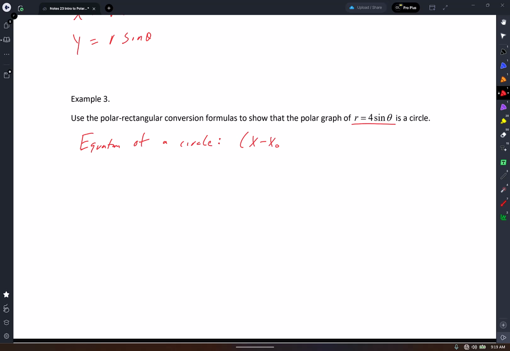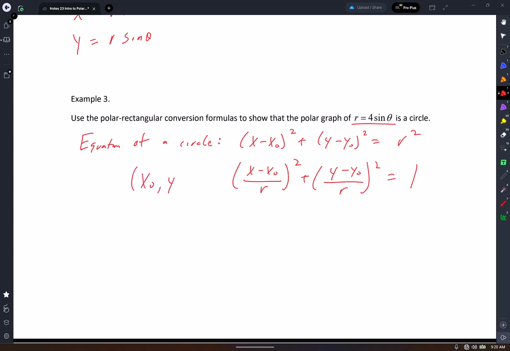(x minus x naught) squared plus (y minus y naught) squared equals r squared. Does that look familiar to you? Or maybe you learned it like this: ((x minus x naught) over r) squared plus ((y minus y naught) over r) squared equals 1, where x naught comma y naught is the center. What do you mean by naught? Naught just means initial or some value.